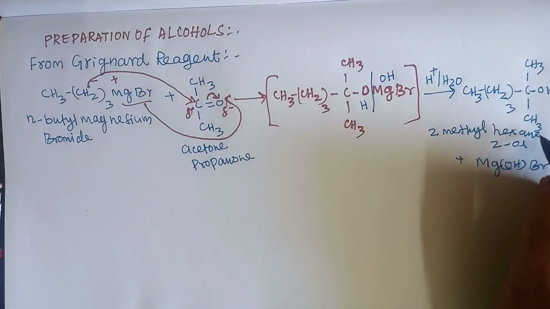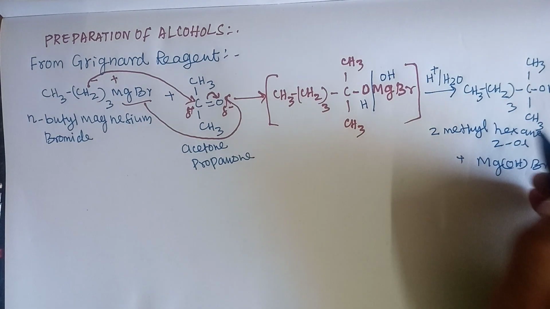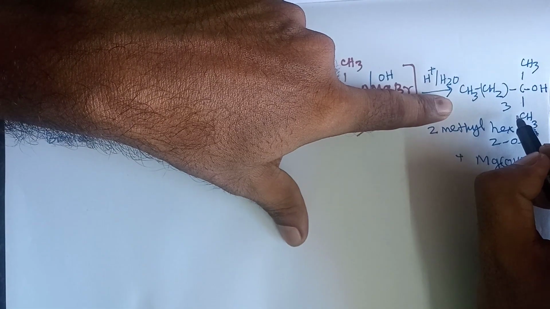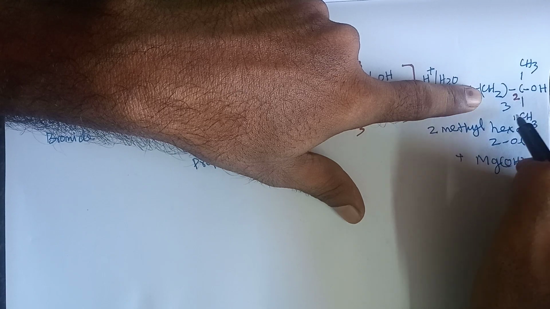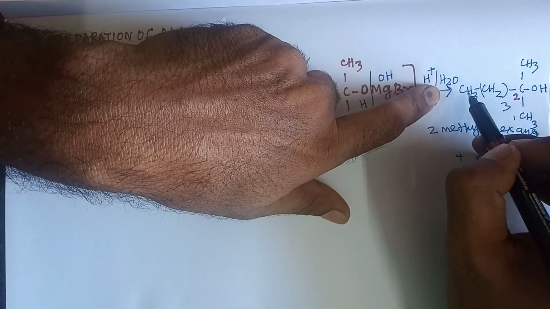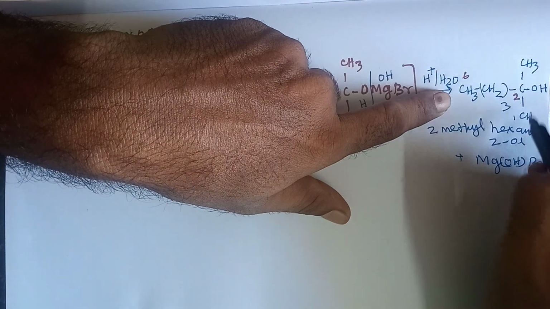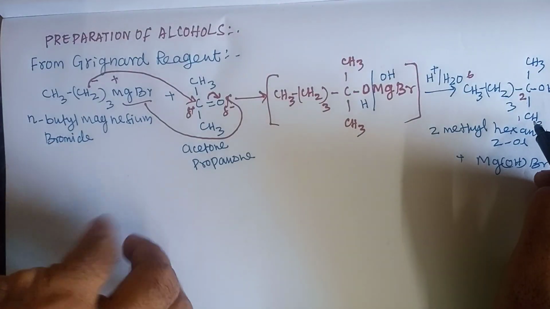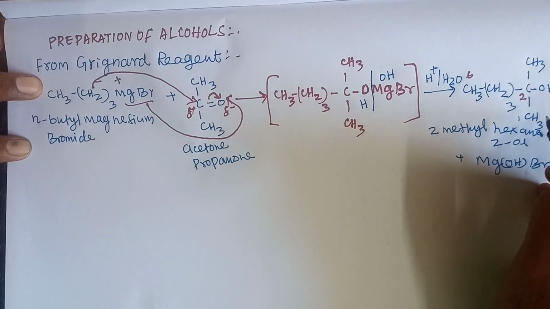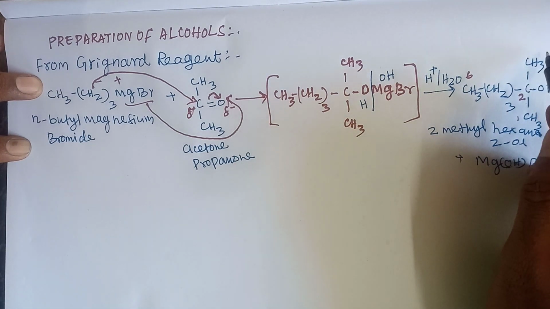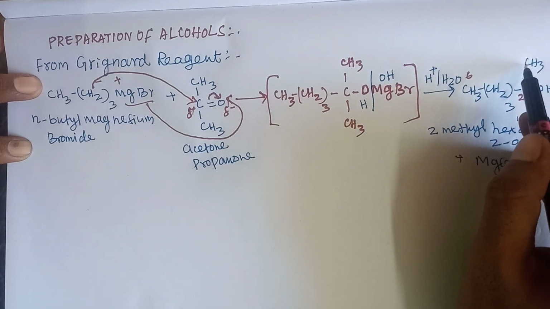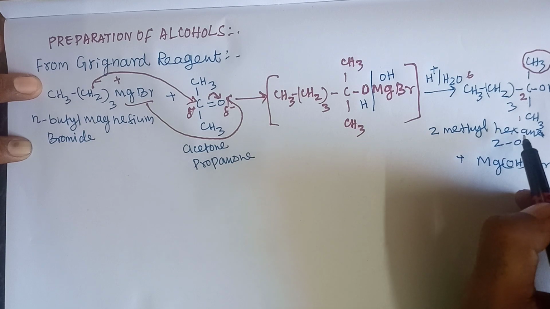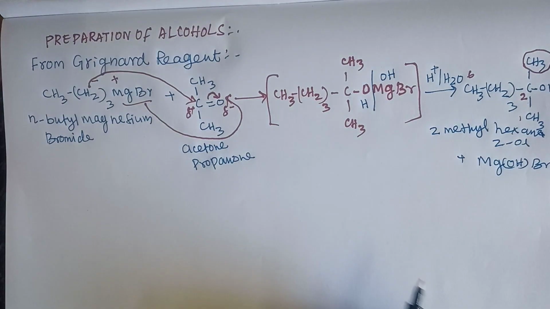Here 2-methyl. For numbering this carbon 1, 2, then 3 carbons, 1, 2, 3, 4, 5, then 6. Total 6 carbon. This is the longest carbon chain. The parent hydrocarbon is hexane. In the second carbon, one methyl substituent is present and one functional group is also present. So for naming, we name this compound 2-methyl hexane 2-ol. So do you understand, student?